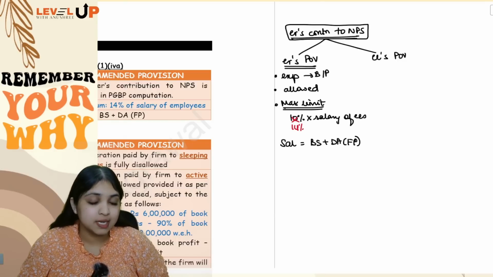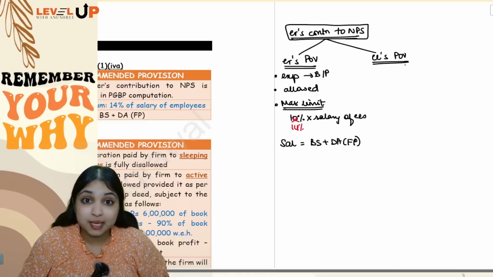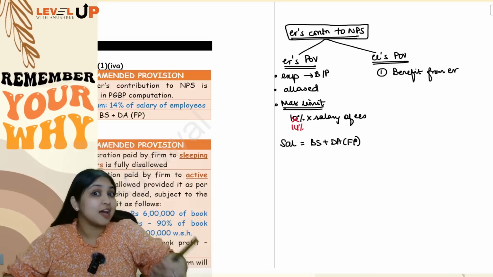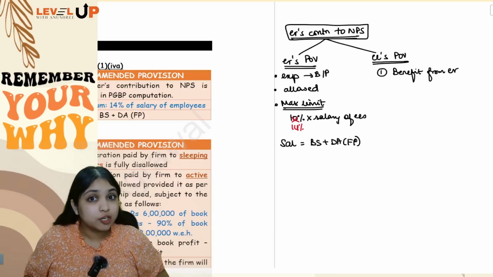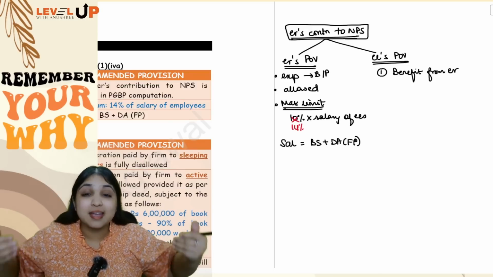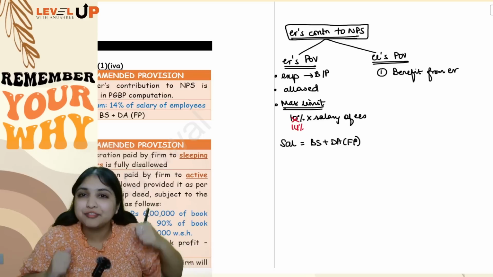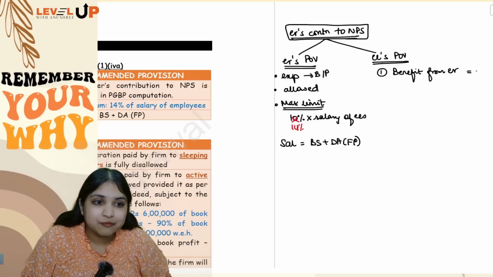Now come on everybody, let's think from the employee's point of view. Don't you think from the employee's point of view, it's first of all a benefit for him, guys, a benefit that he has received from his employer. Come on, in his NPS account, the employer has contributed. So whatever money is there in his NPS account, it will be of his benefit after his retirement. So it's clearly a benefit for him, and therefore this benefit will be taxable for him under the salaries head.